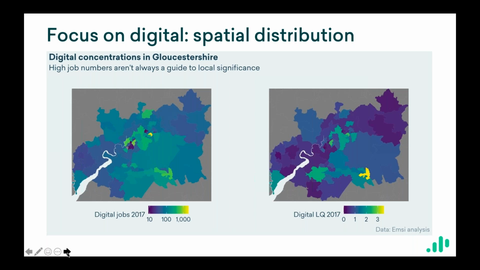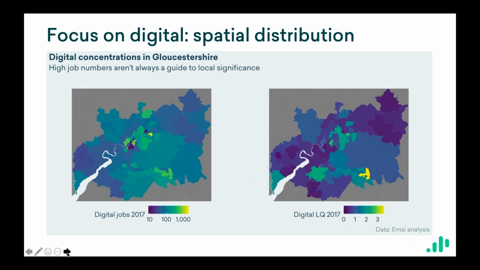The chart on the left looks at raw job numbers, and you can see that there's one yellow patch which has more than 1,000 jobs in there. Will might be able to work out where that is geographically. Testing my local knowledge here.